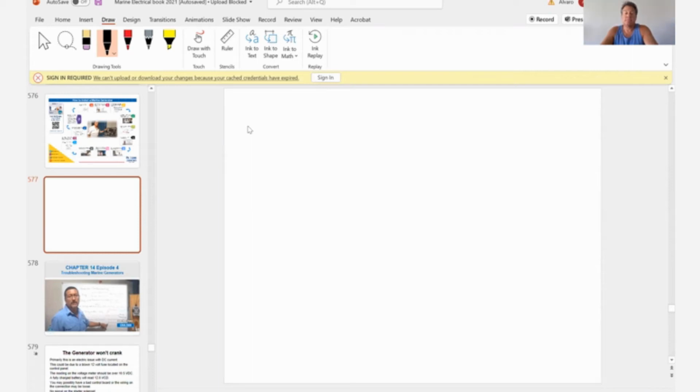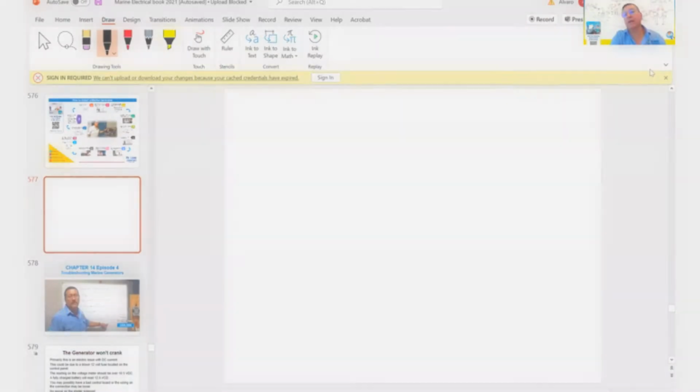Okay, this is the idea, guys. Tomorrow we are going to finish with the explanation about the inverters. Let me refresh a little about the theory about the marine generator.